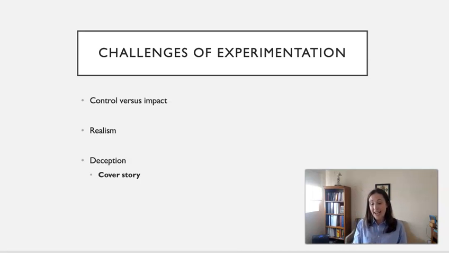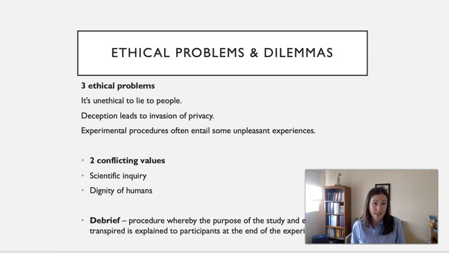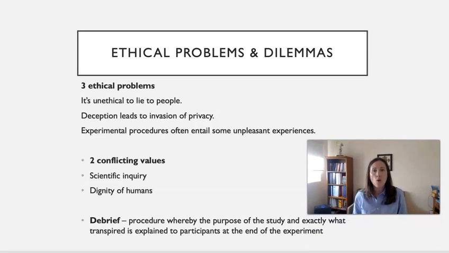There are some ethical problems connected with this, though. One, it's unethical to lie to people. Two, deception leads to an invasion of privacy. And three, experimental procedures often entail some unpleasant experiences. So let's go through these. It's unethical to lie to people is easy to understand. You're not supposed to lie to people if you don't have to.